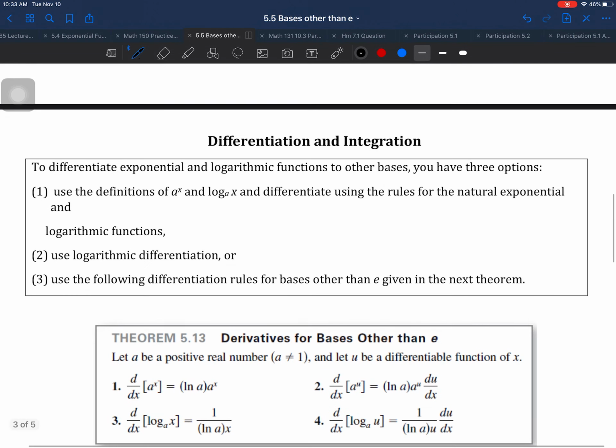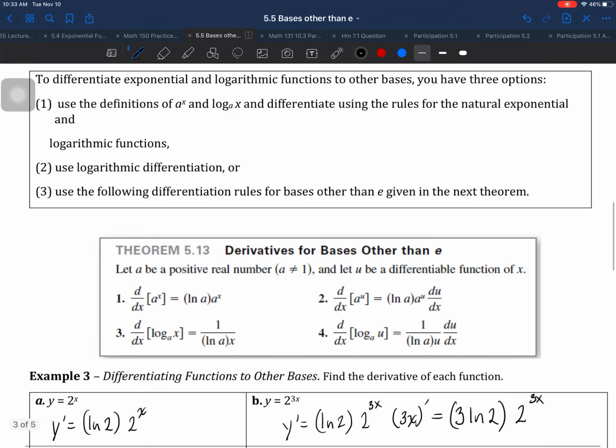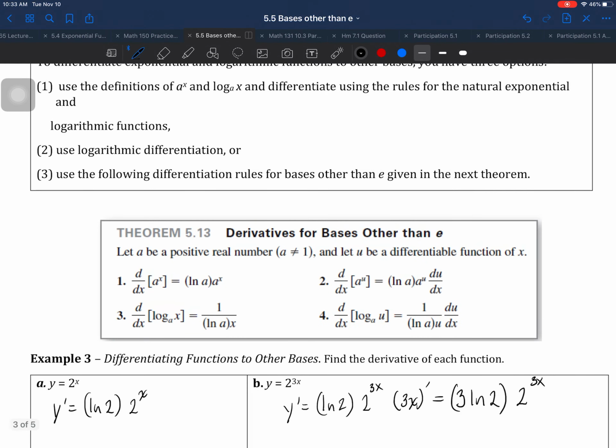All right. So let's get to the nitty gritty. What we want to define here is the differentiation and the integration of these exponential bases other than e. It's actually going to be very similar to e, and that's the reason why we relate them back to the natural logarithm.